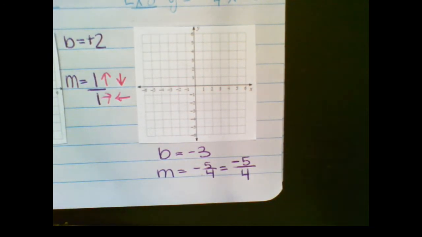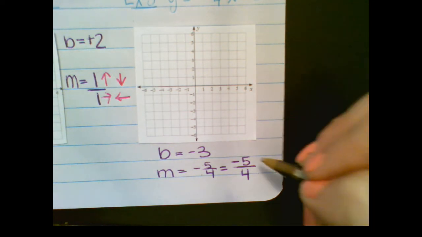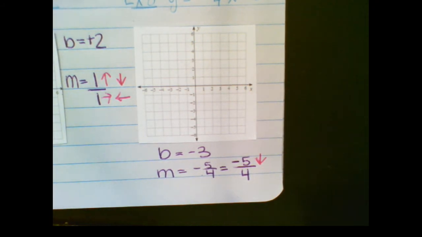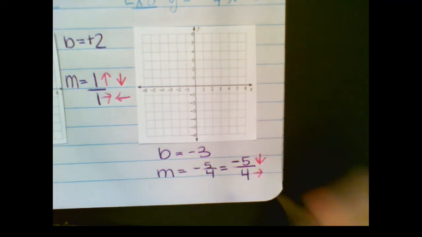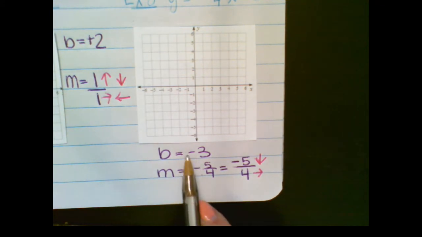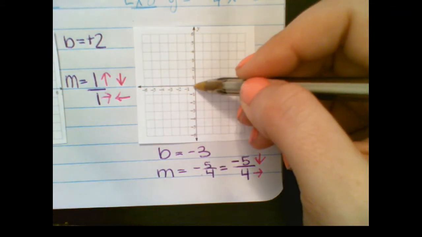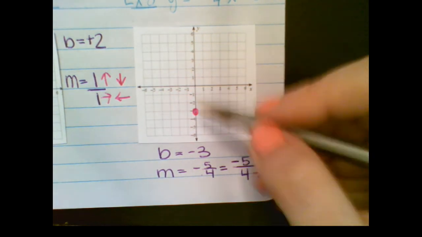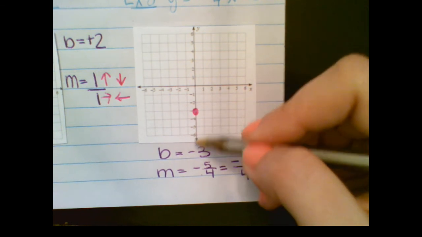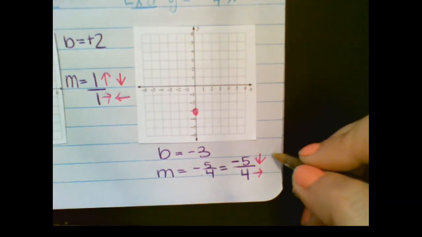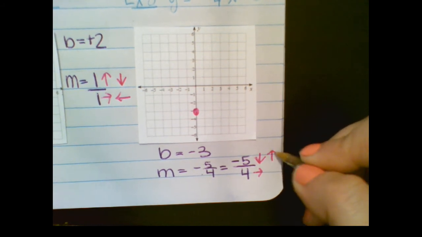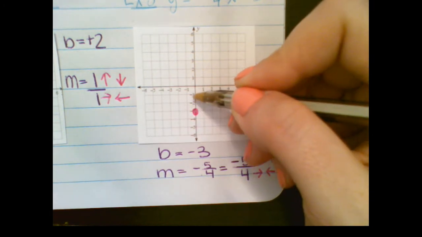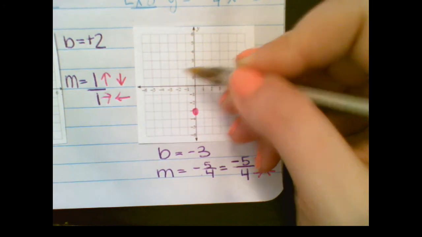Now I can think about my rise and run. If I'm rising a negative 5, that means I'm now going down. If I'm running a positive 4, that means I'm now going to the right. So I'm going to start by plotting my y-intercept, which is negative 3. So down 3, put a point on the y-axis. Now I try to go down 5, and I can't. That means I'm going to change my arrows on my paper. So instead, I'm going to go up and left. So I'm going to go up 5, and then I'm going to go to the left 4.